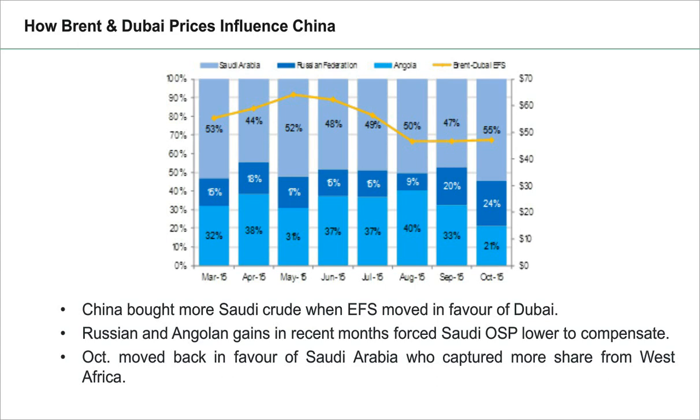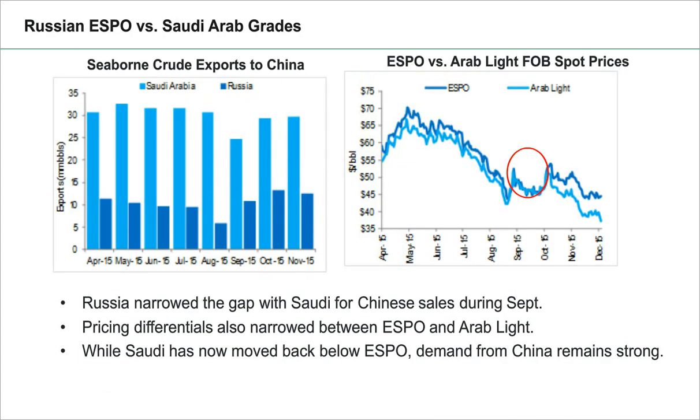If we look more in depth at the comparison between Russian ESPO versus Saudi grades to China, we can see an interesting dynamic in the market share battle. Spot prices of Arab Light relative to ESPO narrowed considerably in September, and we saw the gap in seaborne flows of the grades come much closer together. Once we take into account pipeline flows, which aren't shown here, Saudi Arabia's dominance in China has been frequently challenged by Russia. We're therefore likely to see these producers tussle over the next year as Chinese SPR buying grows. We estimate somewhere around 60 to 90 million barrels of buying is going to happen in China next year.